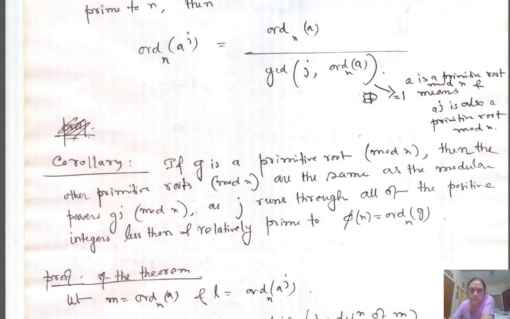This is the corollary. If G is a primitive root modulo n, then the other primitive roots modulo n are the same as the modular power of G to the power J modulo n, and this J runs through all the positive integers less than and relatively co-prime to the order of G modulo n.